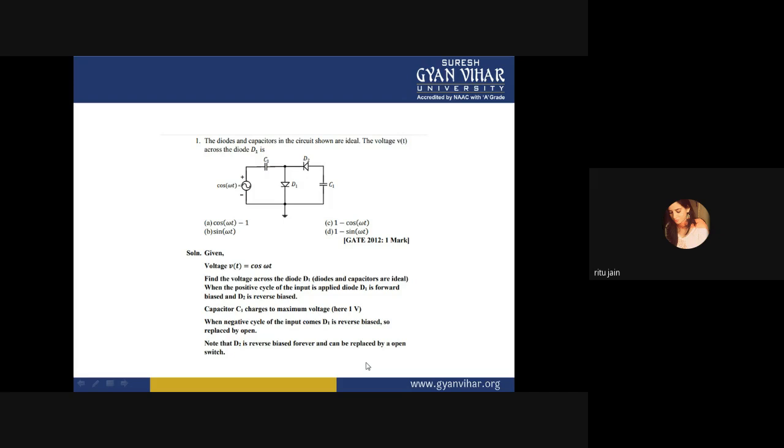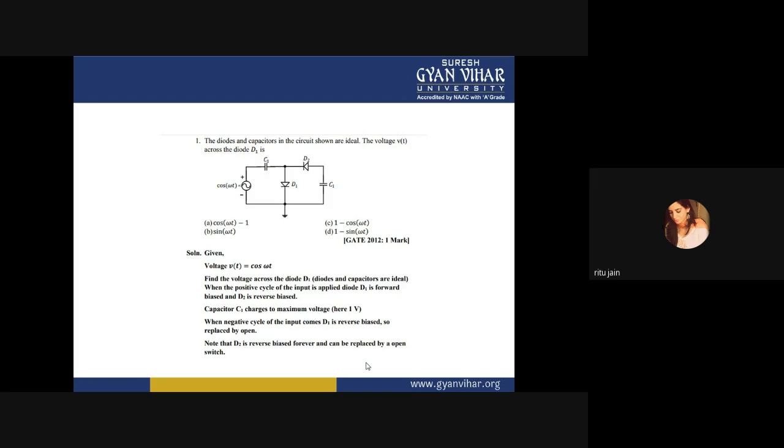The diodes and the capacitor in the circuit shown are ideal, and the voltage across the diode D1 is asked. You can see the diodes and capacitors in this circuit. One is your AC voltage source, which has the voltage cos omega t. There is one capacitor C1, diodes D1 and D2, and another capacitor which also has the value C1.